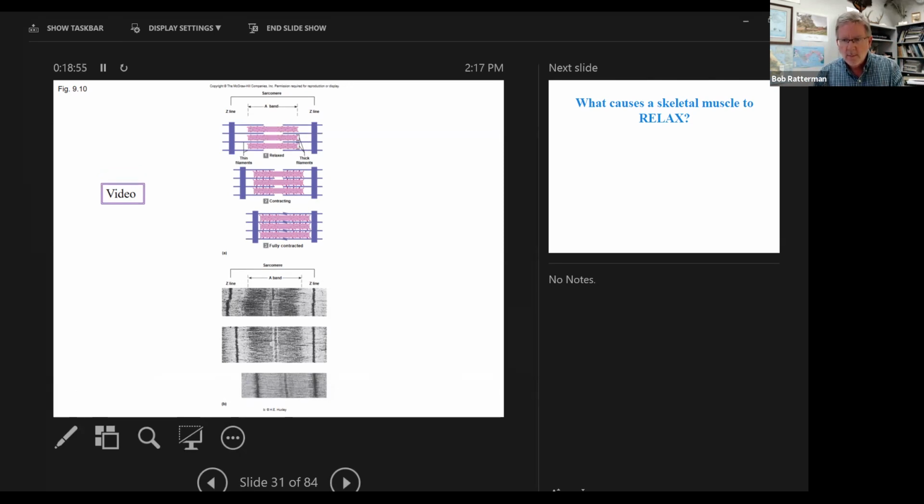In a relaxed muscle, actin and myosin myofilaments lie side by side, and the H zones and I band are at maximum width. During contraction, the actin and myosin myofilaments interact. The actins slide toward the center of each myosin myofilament.